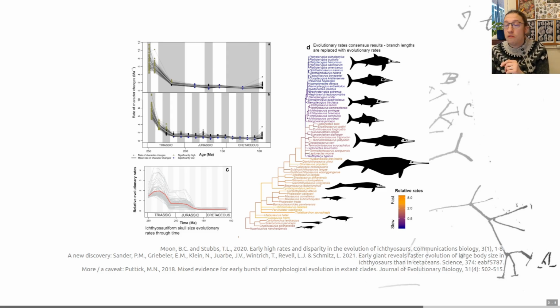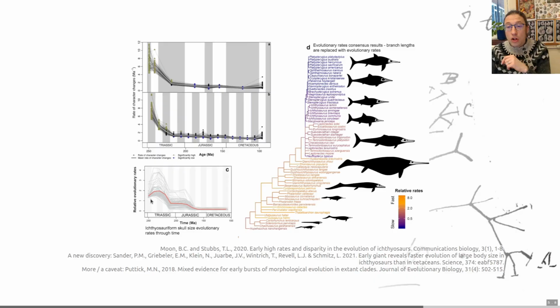To dig into their results a tiny bit more with the graphs that I've put on this slide here from that paper, on the top left, you can see rates of discrete character evolution. These are the rates of evolution of the zeros and ones from which they build their phylogeny. And you can see that on the left here in the Triassic, these rates are far higher than they are for the remainder of the existence of this group of marine reptiles.